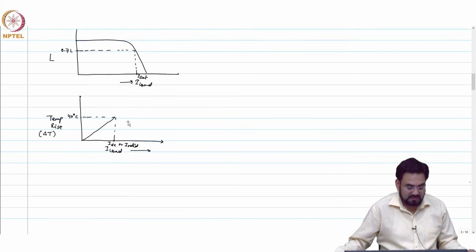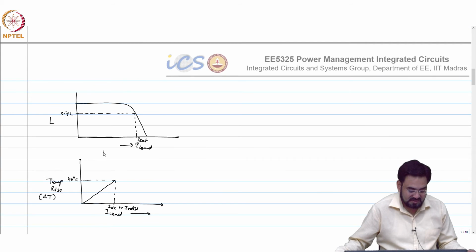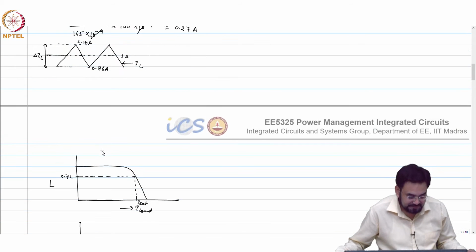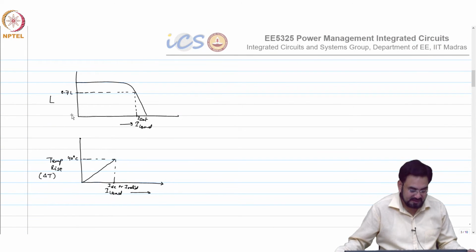Okay. We were talking about this inductor and capacitor, how you choose them, how you look for I rated and I saturated, or saturation current, for the inductor. So the saturation current is when the inductance value drops by 30%, and the DC rated current is when the temperature rises by 40 degrees.